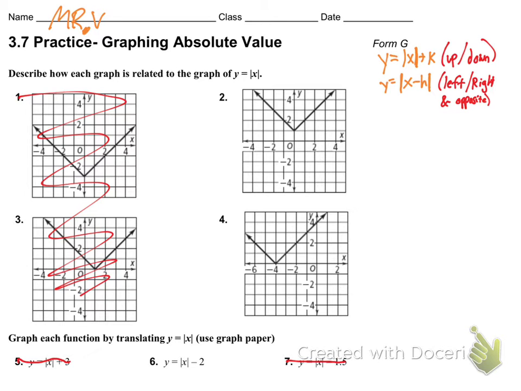Okay, so for the first one, it says describe how each graph is related to the graph of y equals the absolute value of x. So remember, that first one, the absolute value of x, is just when you start at 0, 0, and you go up 1 over 1. So it's this. What we've got to say is what happened from going from the red to the black. So it looks like it went up 1.